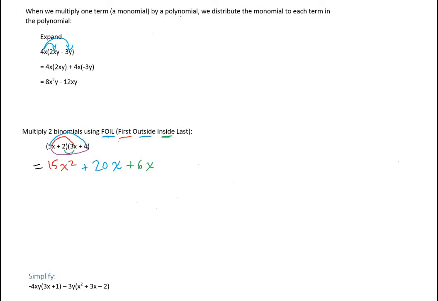5x times 4. Oops, we already did that. See? Good thing we have FOIL to help us. We want the last ones. Now, if I would have followed this, I probably wouldn't have had any problems. Last. So last term and last term. 2 times 4 is 8. Okay, now we can simplify because these middle terms here are like terms. 15x squared, 20 plus 6, 26x, plus 8. Done.